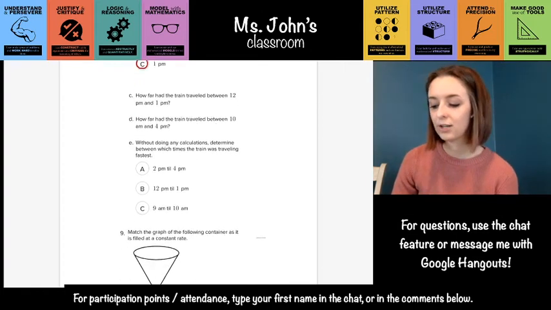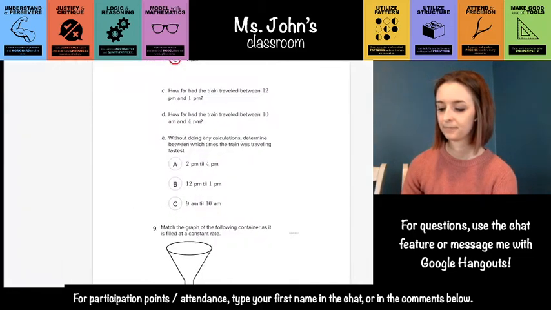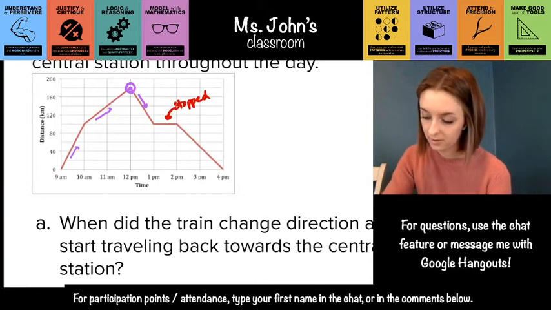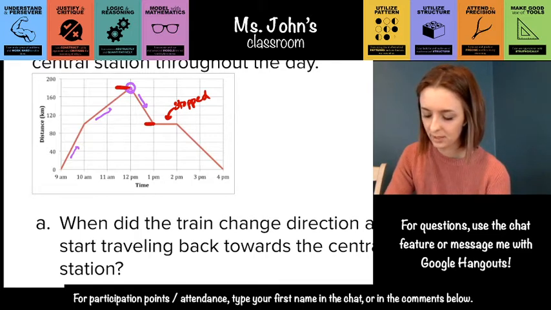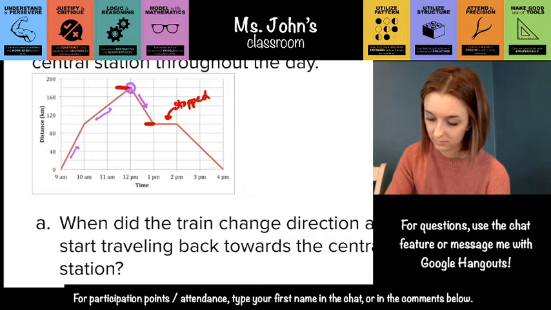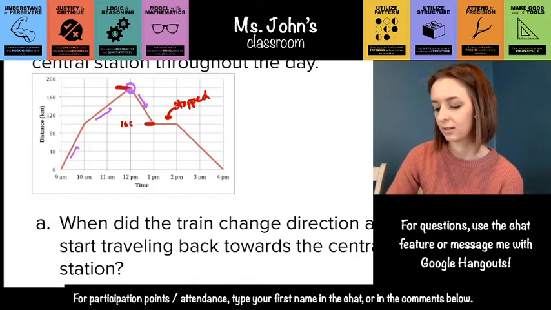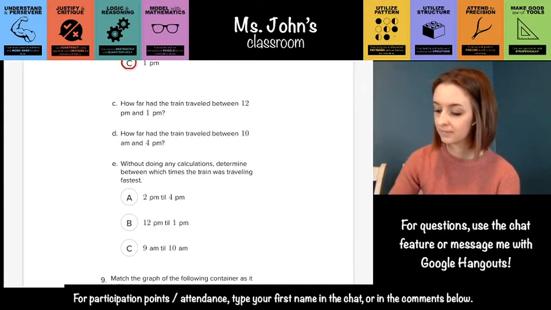How far had the train traveled between 12 p.m. and 1 p.m.? From 12 to 1, it traveled from there to there, which is 100 and, let's see, 180. So 100 to 180 is where it went to and from. This is 100. That's 180. So it went 80 kilometers.